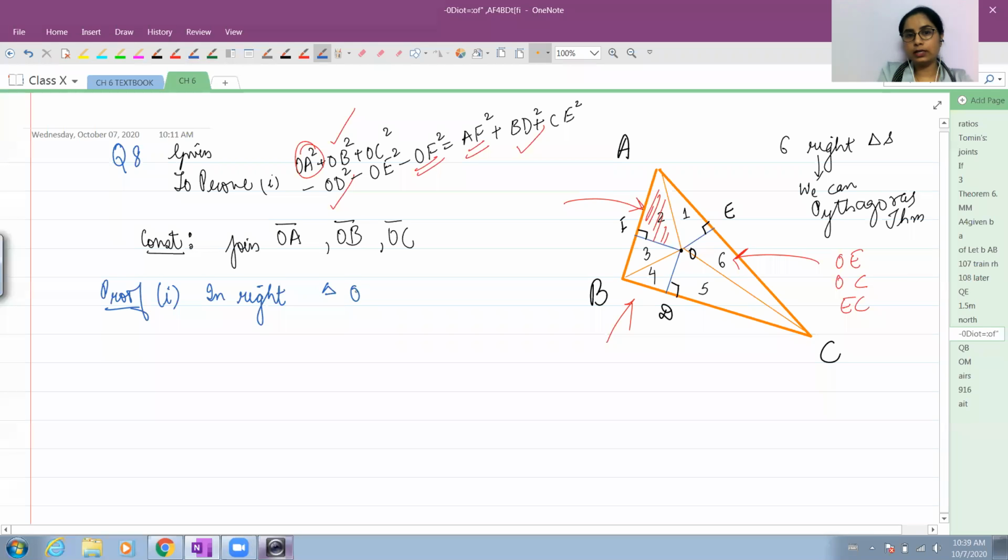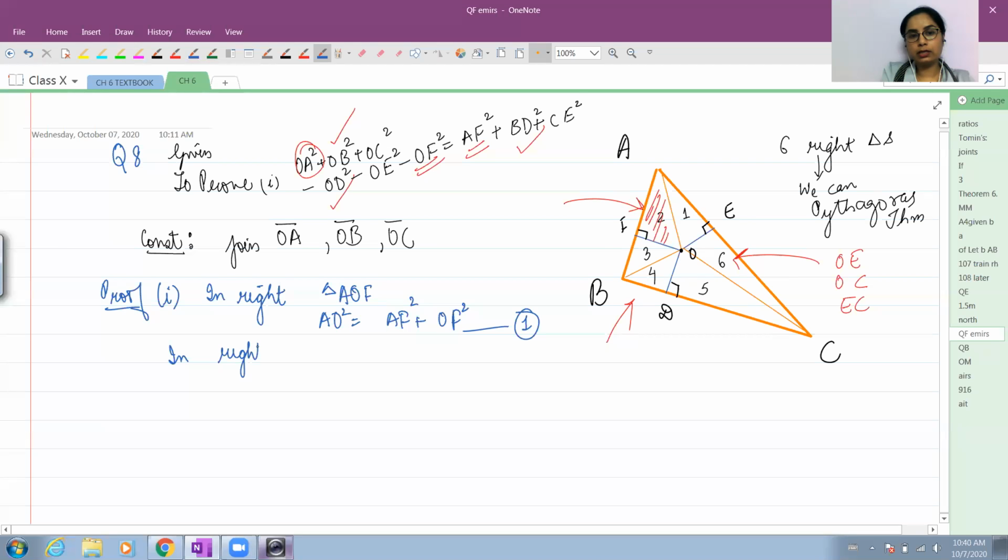In right triangle AOF, can anyone tell me what's the hypotenuse in this triangle? AO. AO square will be equal to AF square plus OF square. Let's say this is number 1.